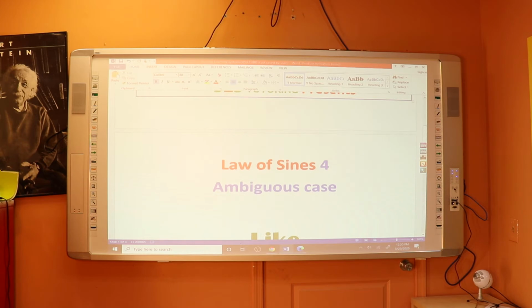Then our class, the last class for the law of sines, is about the ambiguous case.